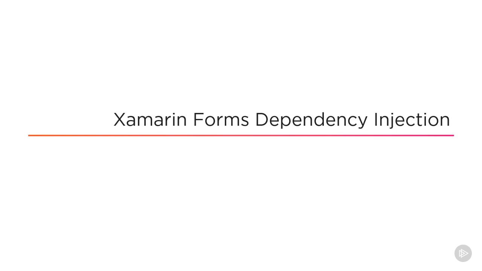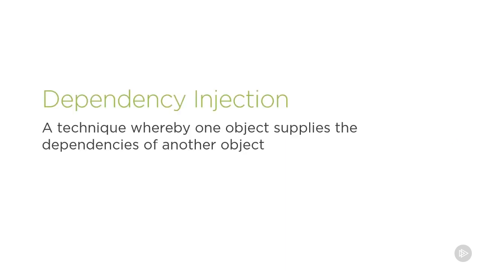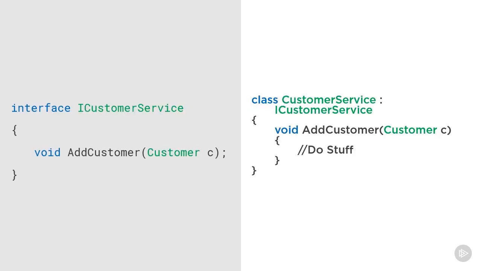Let's get started looking at how to utilize dependency injection in our Globomatics Xamarin Forms solution. Dependency injection can be defined as a technique whereby one object supplies the dependencies of another object. The intent behind dependency injection is to achieve separation of concerns, of construction and use of objects. This can increase readability and code reuse.